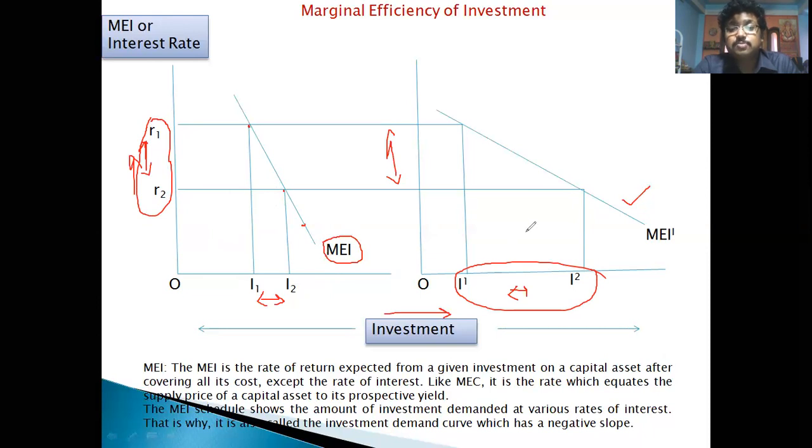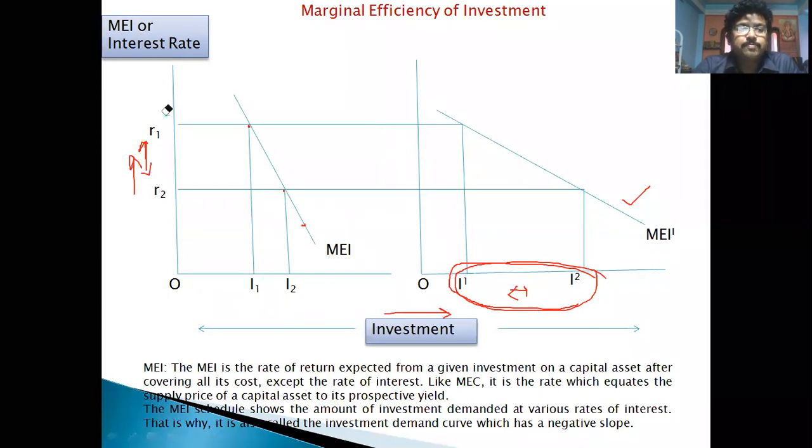And if the investment is more responsive to the market rate of interest, then the change in the market rate of interest has a big effect on the change in the investment. Okay. So the responsiveness of the investment to the market rate of interest matters for the slope of the MEI. Okay. So now I am erasing this marking.